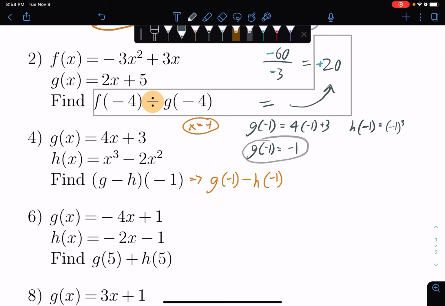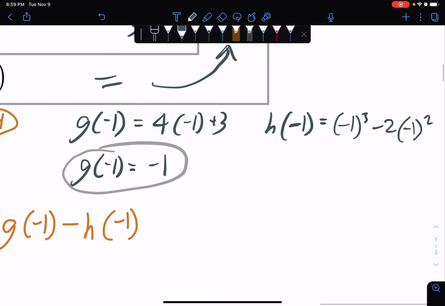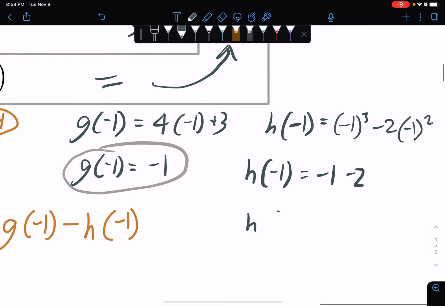H of negative 1 is equivalent to negative 1 raised to 3 minus 2 times x, which is negative 1 raised to 2. Alright, let's magnify this part. H of negative 1 is equivalent to, so negative 1 times negative 1 times negative 1, we still get negative 1. Minus 2, so negative 1 times negative 1 is positive 1, times negative 2 is still negative 2. So h of negative 1 is negative 3.